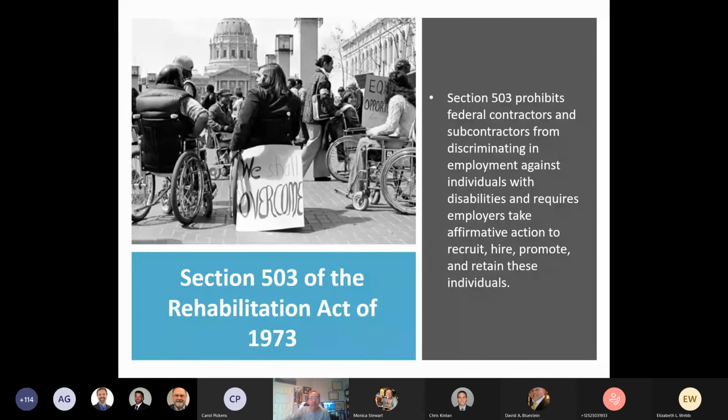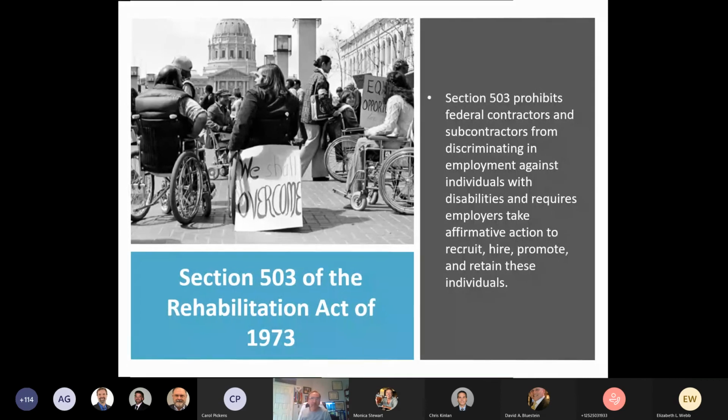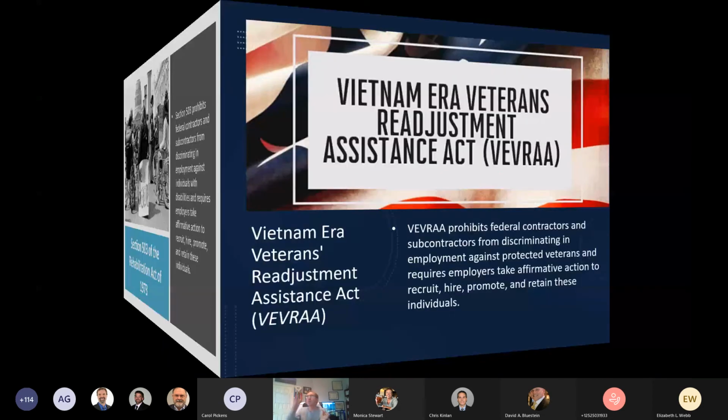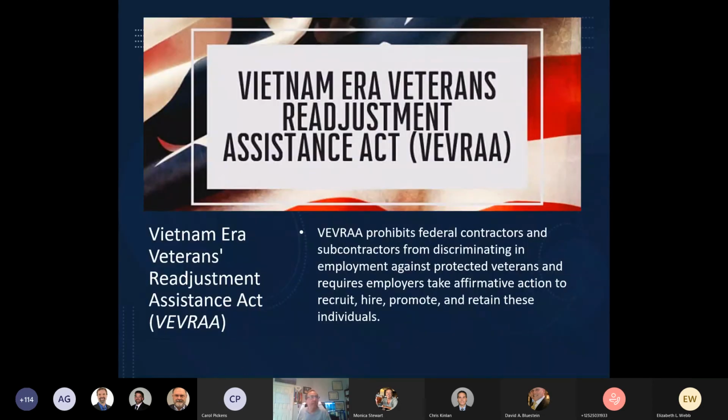The last category is our veterans, and this comes from VEVRA, the Vietnam Era Veterans Readjustment Act. Again, over the arc of time, this law has also been modified.